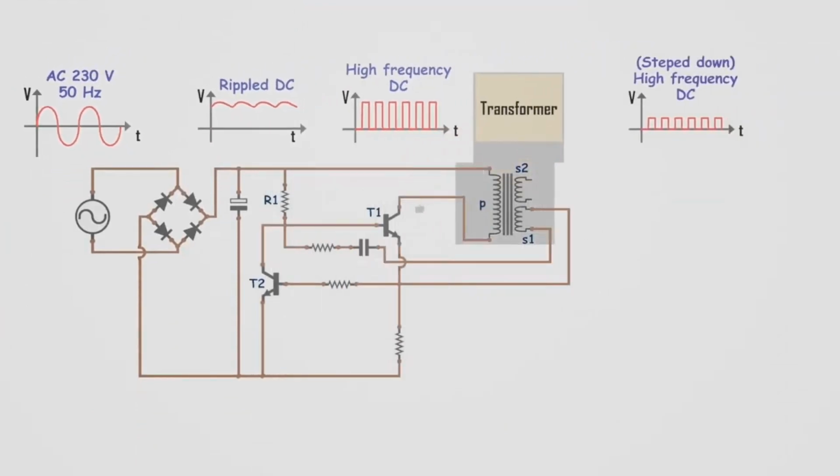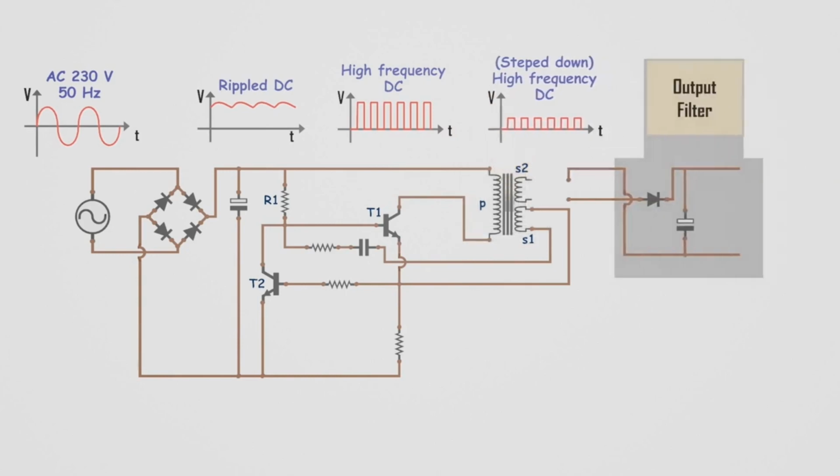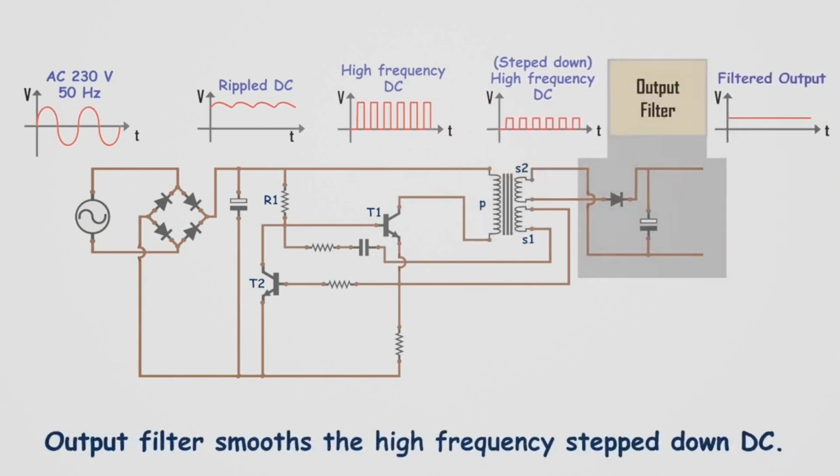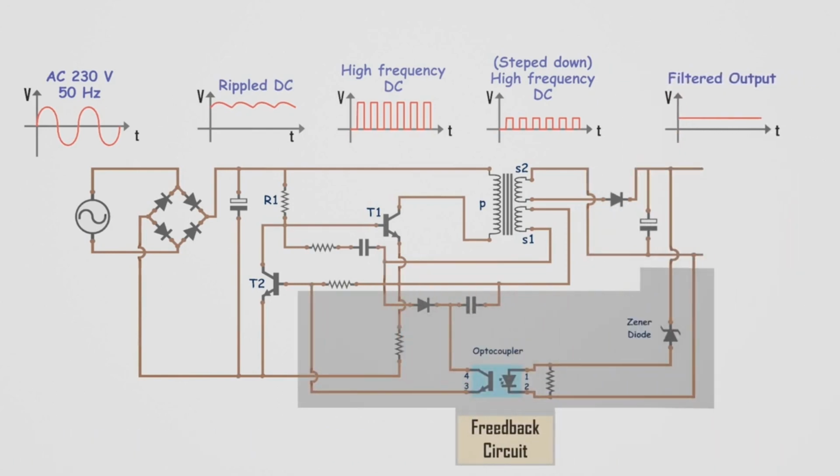Now the transformer steps down this high-frequency DC to the desired level. Next is the output filter. It smooths the high-frequency step-down DC by reducing voltage variations. Finally, the feedback path. It mainly consists of a Zener diode and optocoupler.